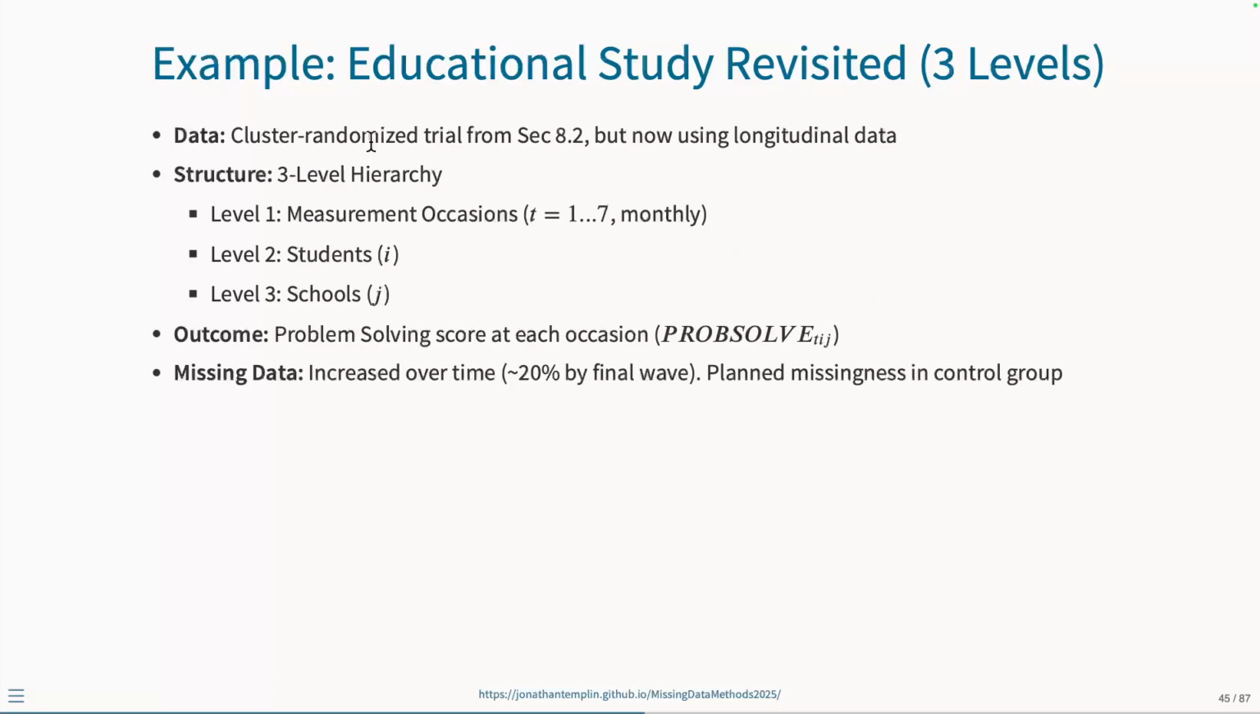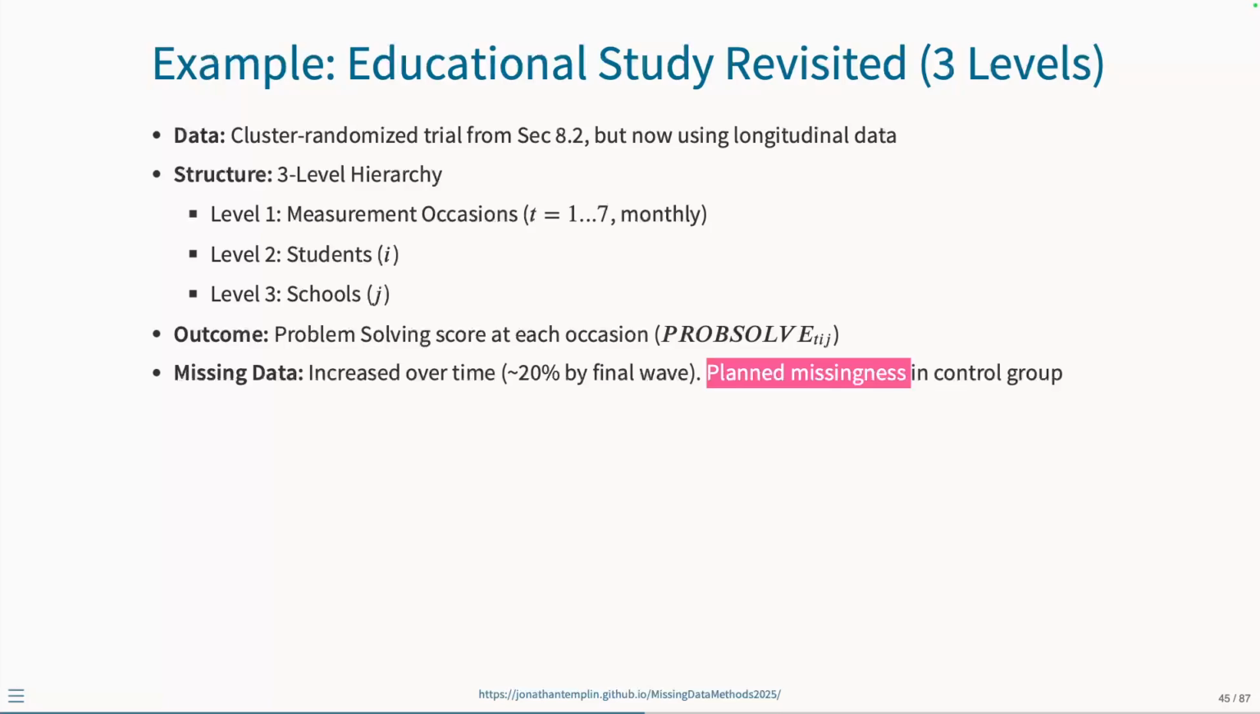This example is from measurement occasions at level 1, students in schools, and the outcome is problem solving, right? So we have this sequential phase data where the final wave had about 20% missing. And of course, there was planned missingness in the control group. Planned missingness is a design where you do not have to sample everybody all the time.